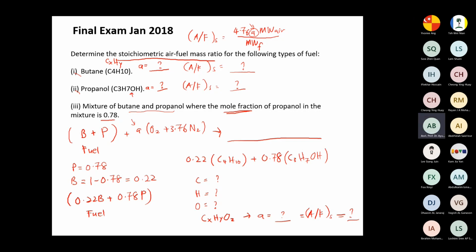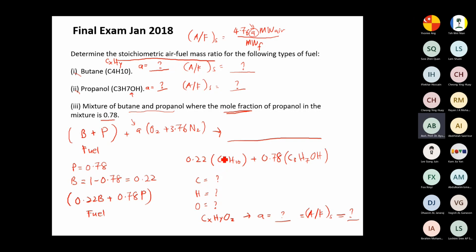Okay, to get the new formula, you multiply with the mole fraction. From the statement over here, the mole fraction of propanol is 0.78 and here is 0.22. So you multiply this into the chemical formula of each of the fuel, then sum up, combine them.